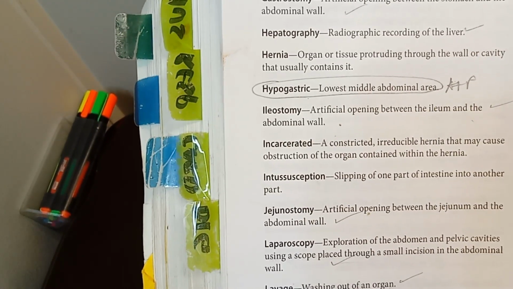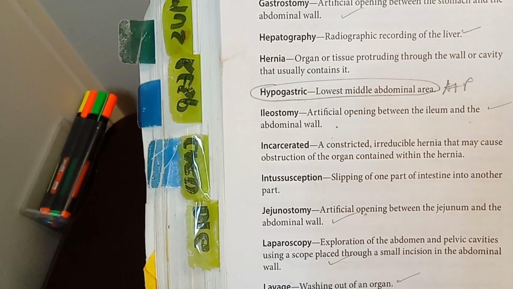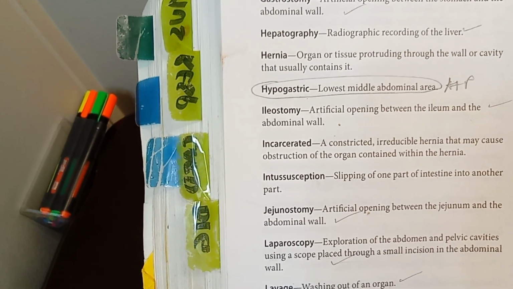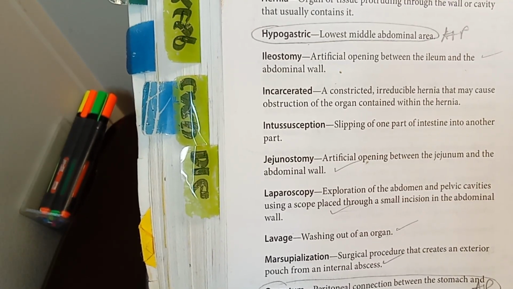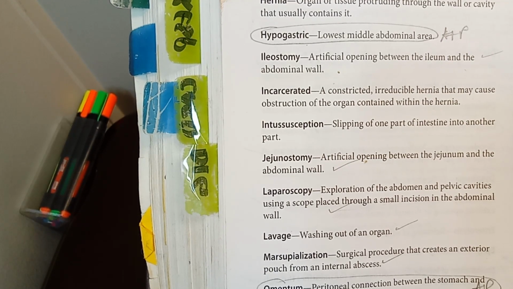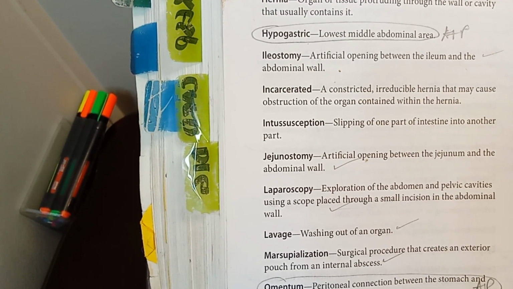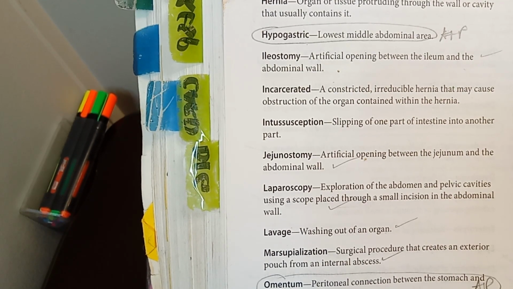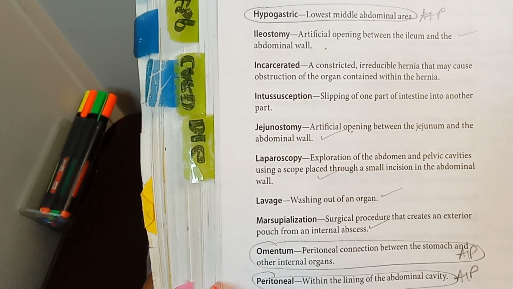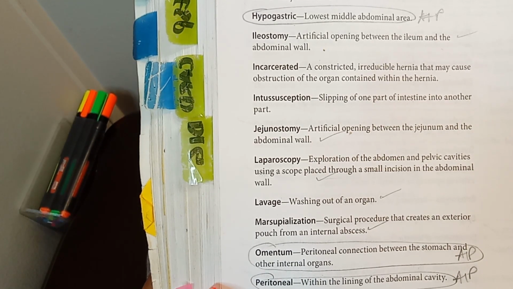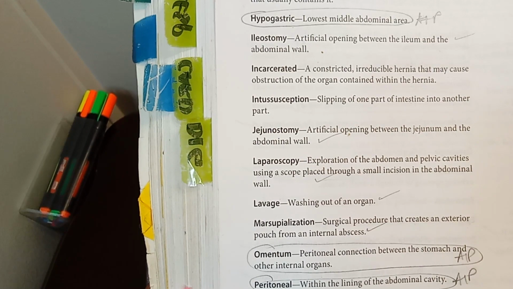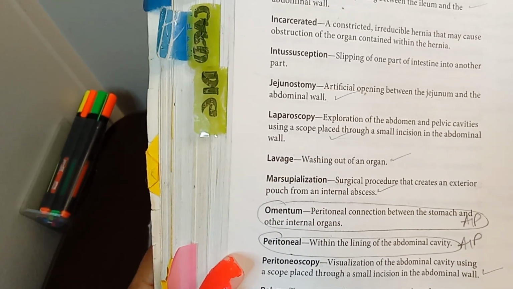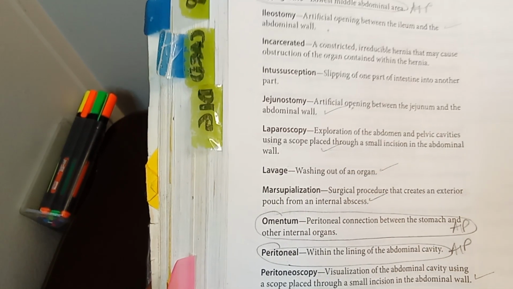Okay, laparoscopy, scopy, and now it's a scopy that is looking at the entire abdomen. All right, lavage, you're washing out. You're going to see that on the majority of the scopes that are there. So that's the first code in that scope where they're doing a lavage, where they're washing out, and a lot of it is diagnostic. So pay attention. Marsupialization, surgical procedure that creates an exterior pouch from the abdomen internal abscess. So sometimes when you do that, they do it so it doesn't come back. Omentum, peritoneal lining within the abdominal cavity.